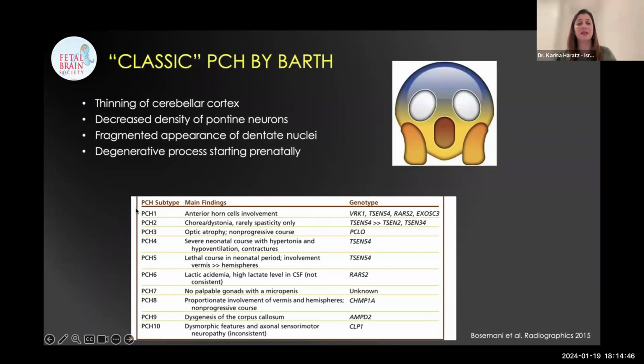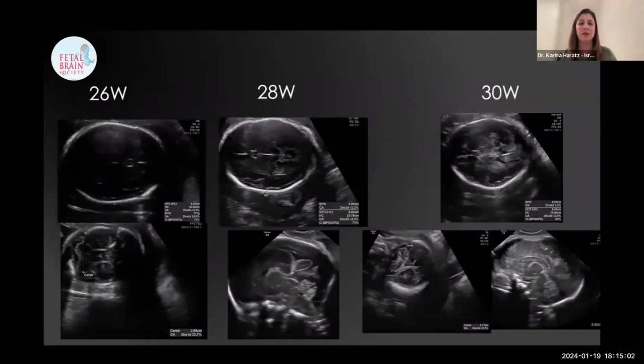And these are the classic types, the neurodegenerative types described by Barth. And we know the different phenotypic presentation, the genotypic correlation of these classic PCH cases. And this is a very interesting case. This patient was referred to us. She was very lucky that the fetus had a small head. Okay, a reduced, smaller than second centile head circumference. And this was the reason that the patient was referred.